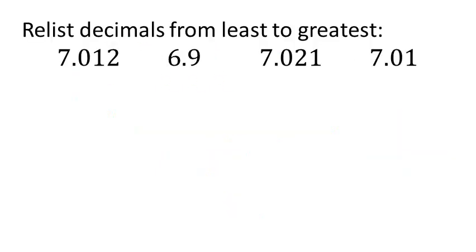Let's see the last question. Relist decimals from least to greatest. Here are the 4 decimals we are comparing. Check the decimal points for each decimal first. Let's place all decimals having the decimal points aligned.